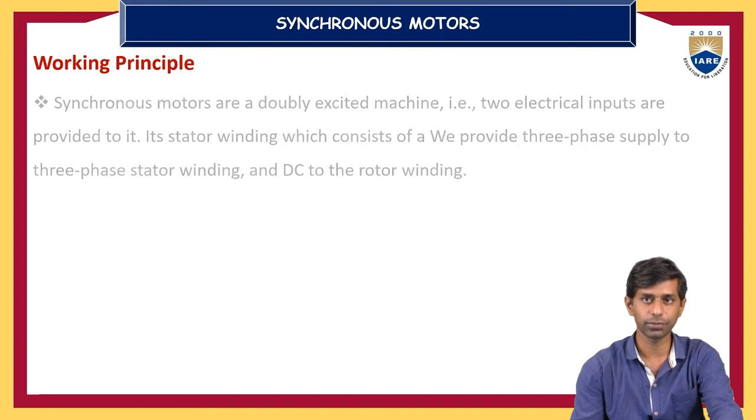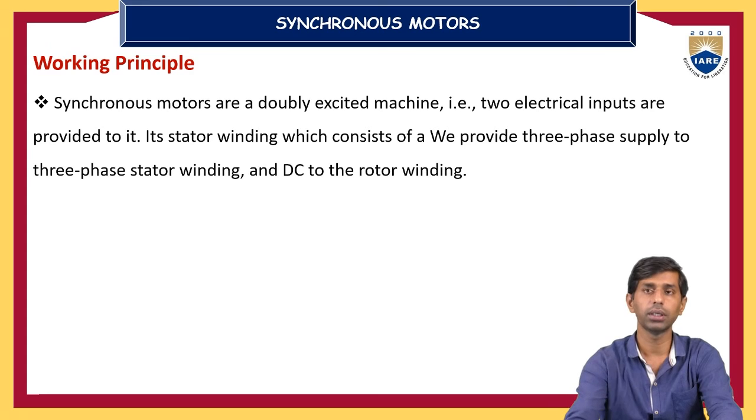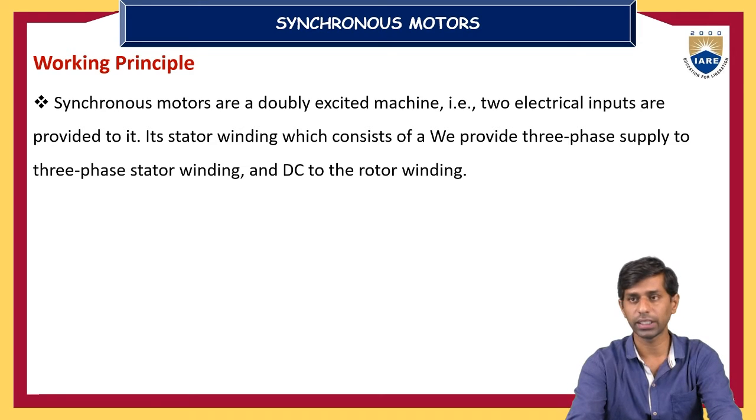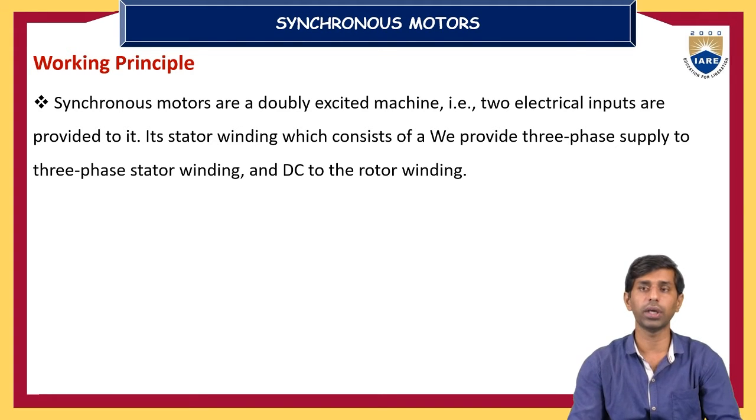But in most cases we prefer the salient pole structure because of its constructional features. It is very advantageous compared to the non-salient pole or cylindrical rotor structure. The remaining parts of the synchronous motor are very similar to other machines, whatever the insulation media and the type of slots we used, similar to DC machines, induction machines, and the synchronous generator we discussed.